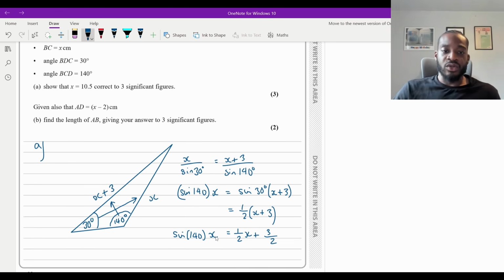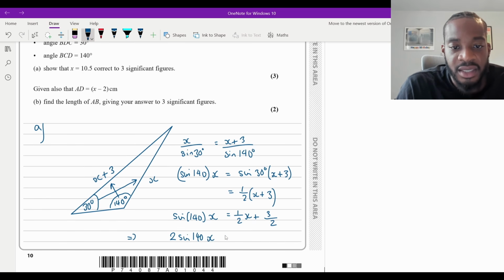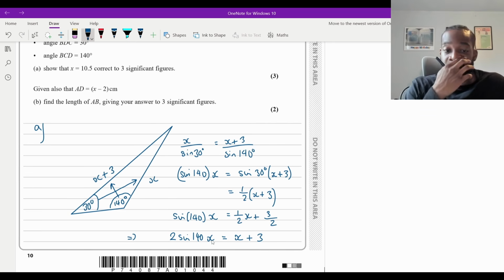And then now what I can do, just to make things nicer, I'm going to times everything by 2. So it's going to be 2 sine 140 times x, and that's going to equal x plus 3, isn't it? So that way I can move the x over and then just factor out the terms.